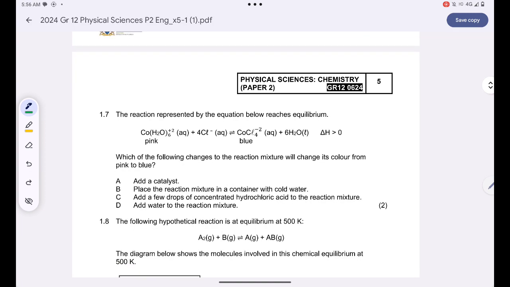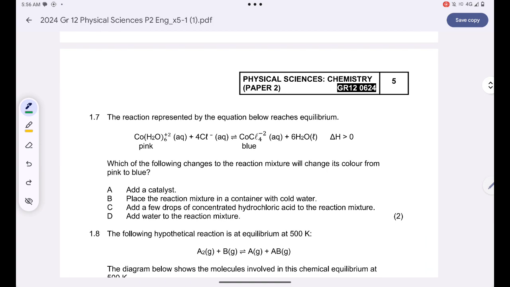Now we are told that the reaction represented by the equation below reaches equilibrium. I can see it's an endothermic reaction, and I know that an endothermic reaction always absorbs heat to form products. Are you together? Now let's answer these questions. Which one of the following changes to the reaction mixture will change its color from pink to blue?